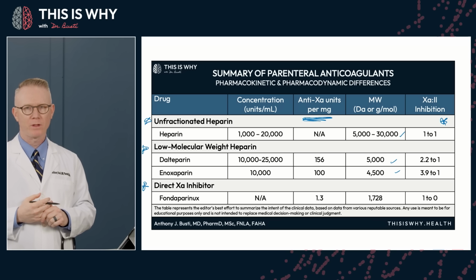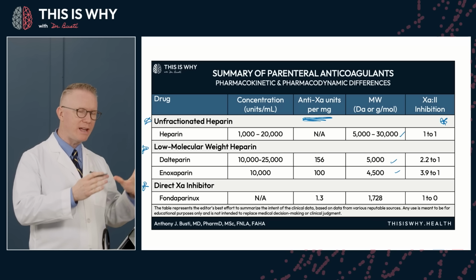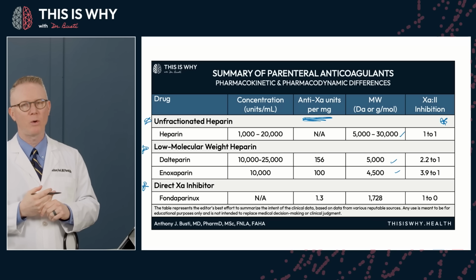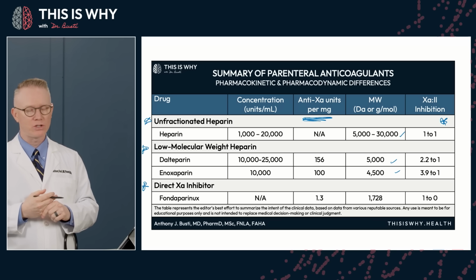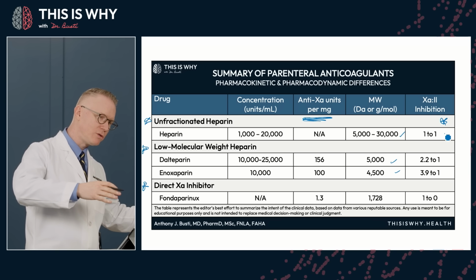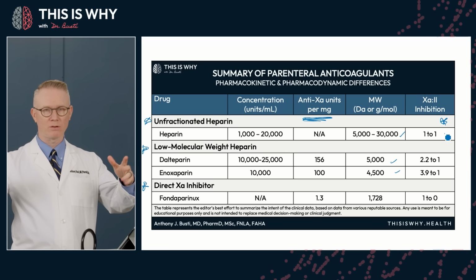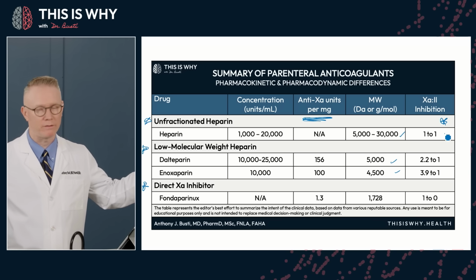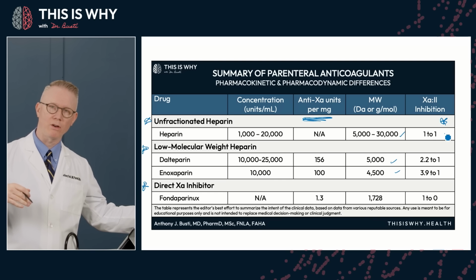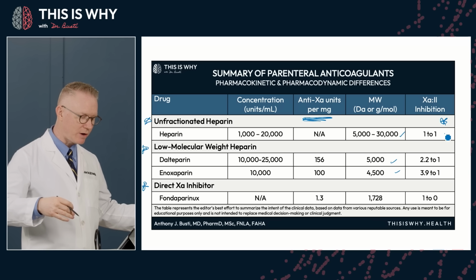You can see that the degree of factor 10A to 2 inhibition is not 1-to-1 in all of these drugs. It is for heparin, because heparin has small molecules, medium-sized molecules, big molecules, so they bind all of it, because they bind all kinds of stuff, which is, remember, not helpful in all cases, especially if you want predictability, less variability.